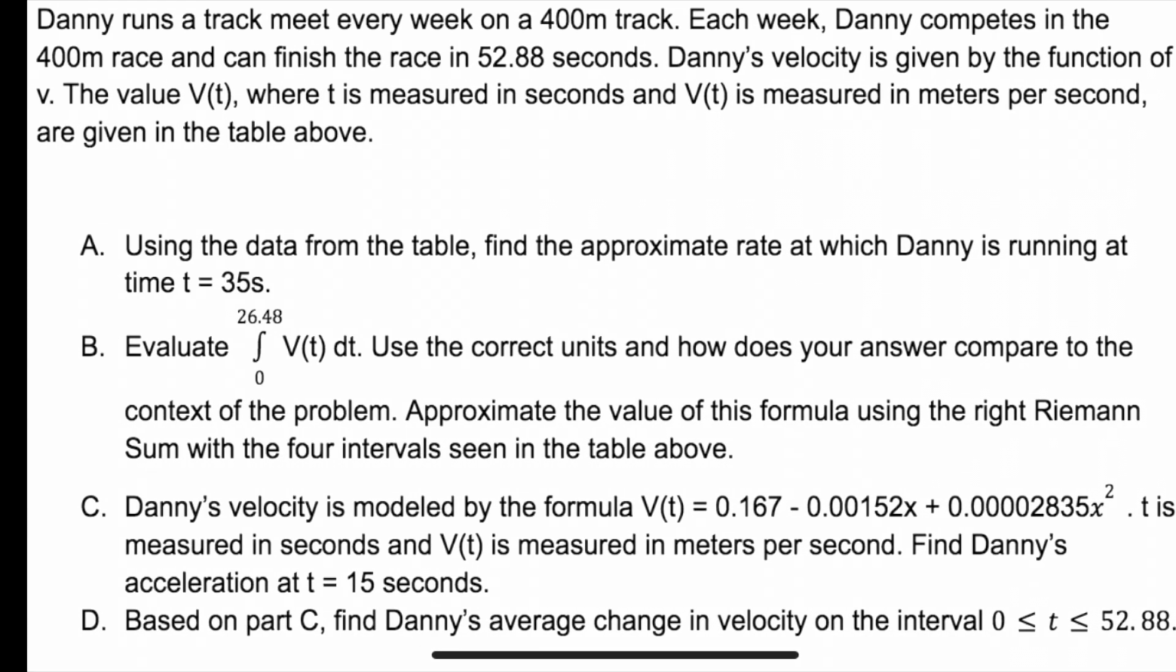Okay, so this is my actual problem. The problem states, Danny runs a track meet every week on a 400-meter track. Each week, Danny competes in the 400-meter race and can finish the race in 52.88 seconds. Danny's velocity is given by the function v of t, where t is measured in seconds and v of t is measured in meters per second, and the values are given on the table above. And part A is asking, use the data from the table and find the approximate rate at which Danny is running at time equals 35 seconds.